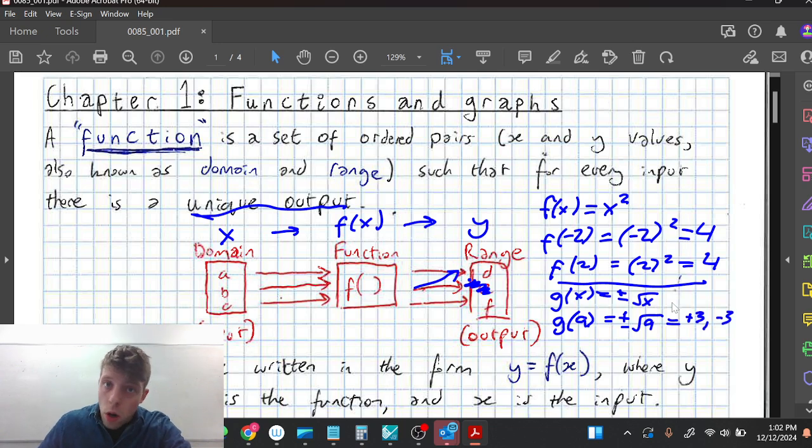Now, the problem is we don't get a unique output here. I put in an input and I got out two outputs. This is not a function. A function needs to give me a unique output. This is not unique. So there we go.